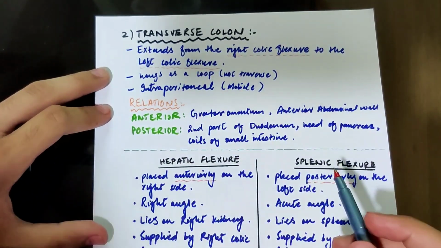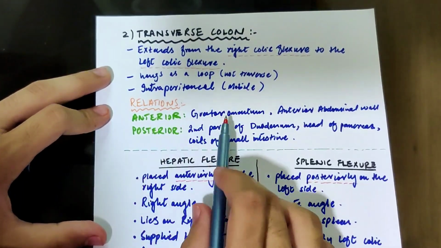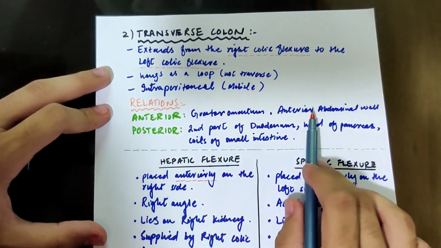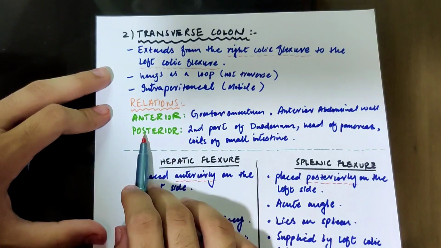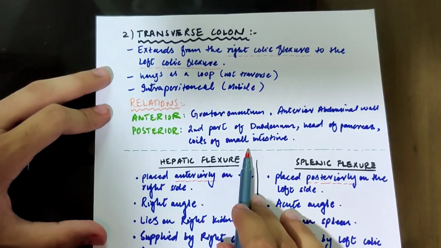Now we have the relations of our transverse colon, the anterior and the posterior relations. The anterior relations contain the greater omentum mainly and the anterior abdominal wall. The organs present behind the transverse colon are the second part of the duodenum, the head of pancreas, and the coils of small intestine.